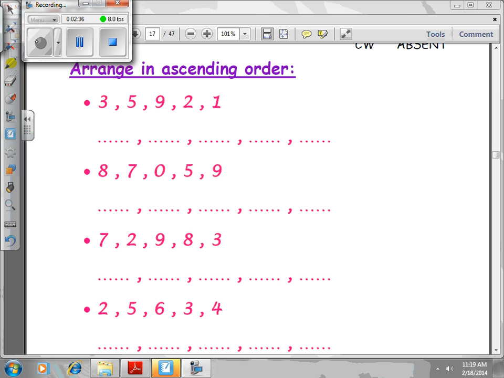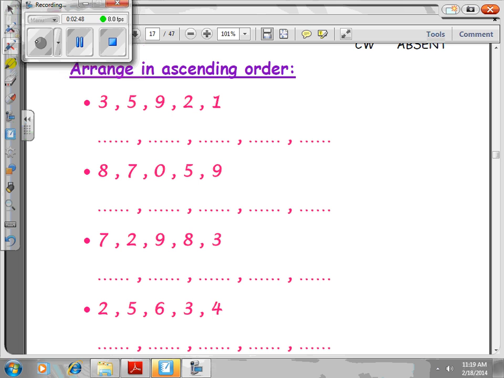Now we will have an example about how to arrange the numbers in ascending order. Arrange in ascending order. Now, we have example number 1. We have here number 3, 5, 9, 2, and 1. Now we want to arrange the numbers in the ascending order. As we said before, the ascending order means that I start from the smallest number till I reach the biggest number. Here, let's see together.